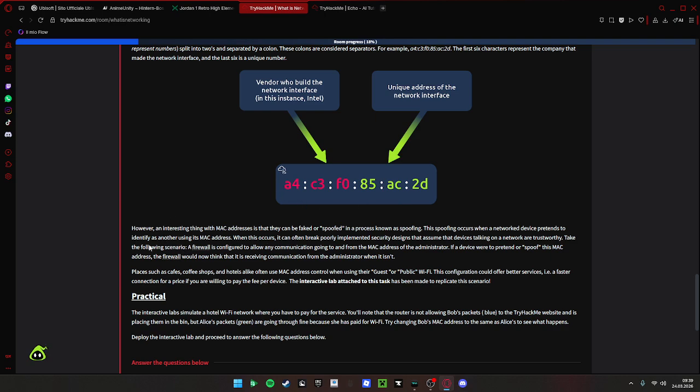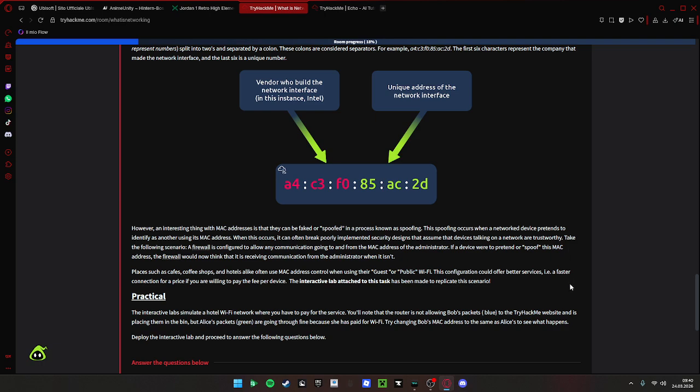However, an interesting thing with MAC addresses is that they can be faked or spoofed. This is a process known as spoofing. Spoofing occurs when a network device pretends to be another by using its MAC address. When it occurs, it can often break poorly implemented secure designs that assume that devices talking on the network are trustworthy.